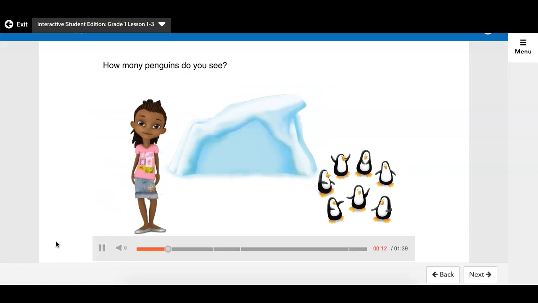How many penguins do you see? Let's count how many penguins we see. 1, 2, 3, 4, 5, 6, 7 penguins. There are 7 penguins.